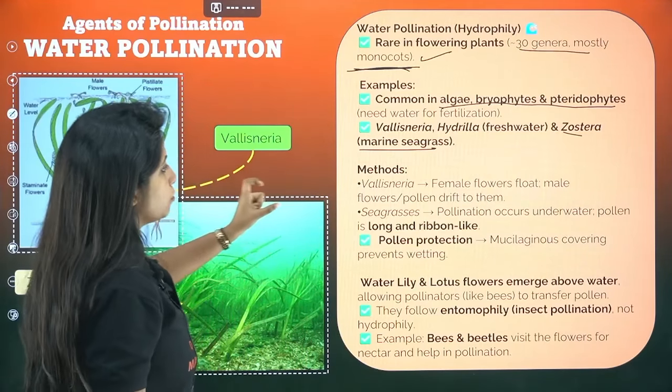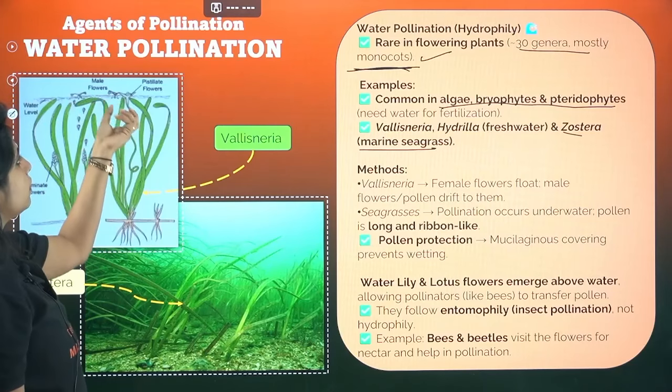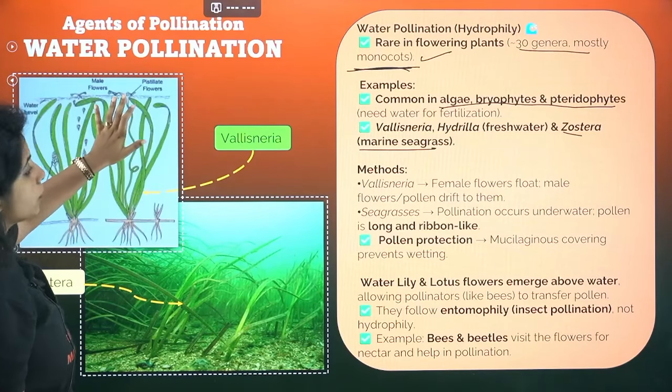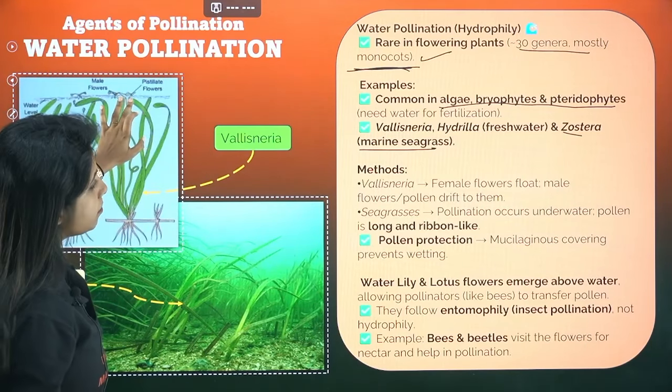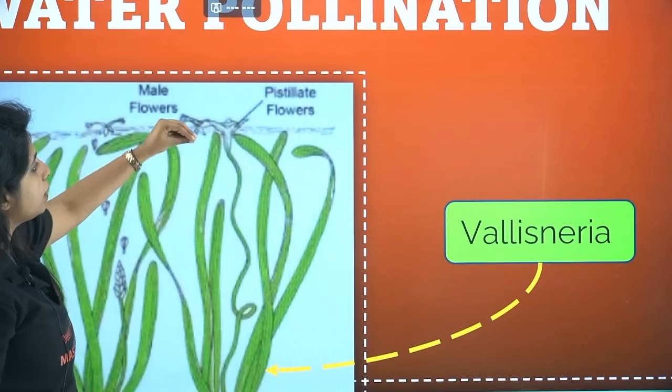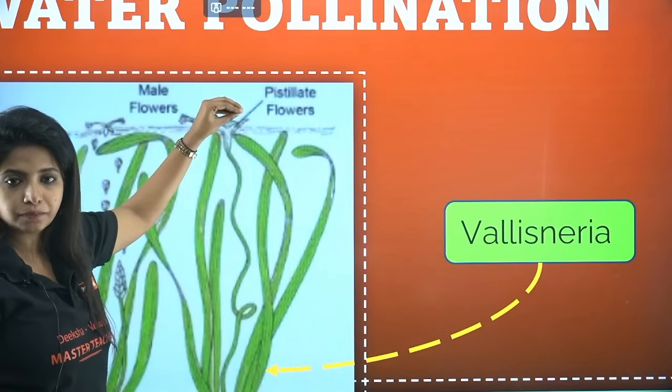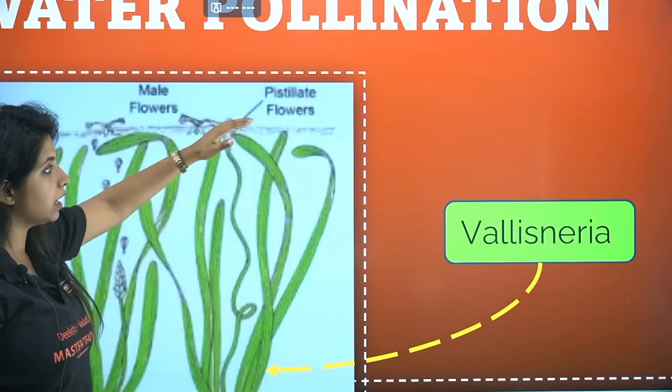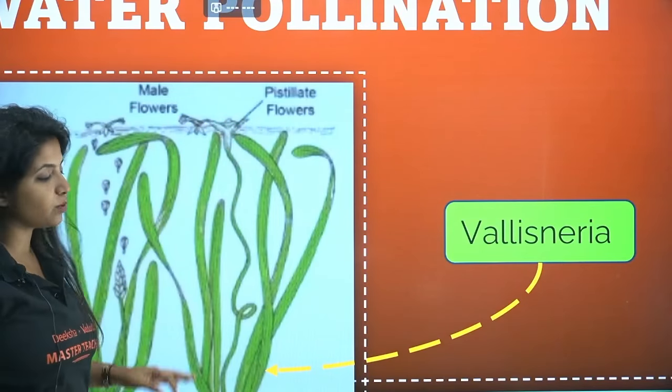So Vallisneria is something where the female flowers, my dear children, will be floating. And the male pollen grains are being released like this. They float and they come over here onto the stigma. That is how things go in Vallisneria. It's surface level pollination that is going to happen.